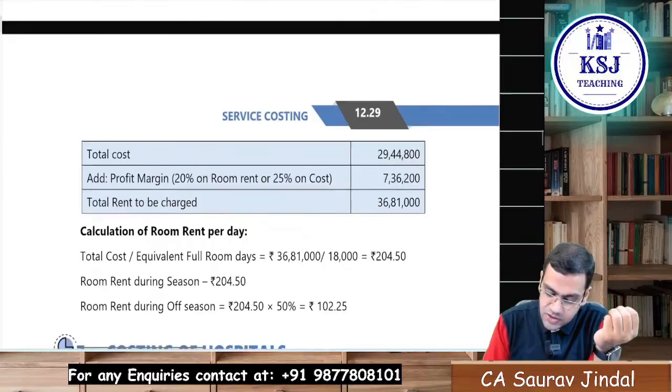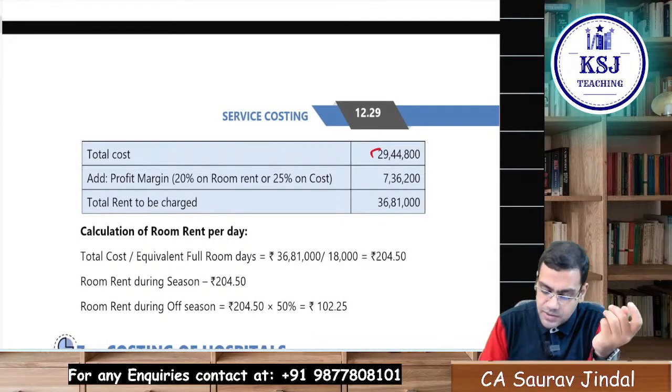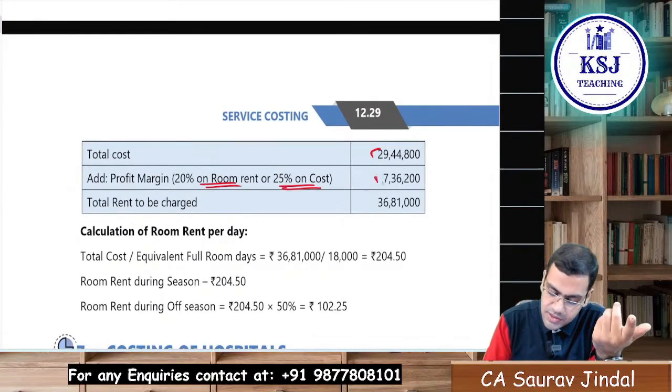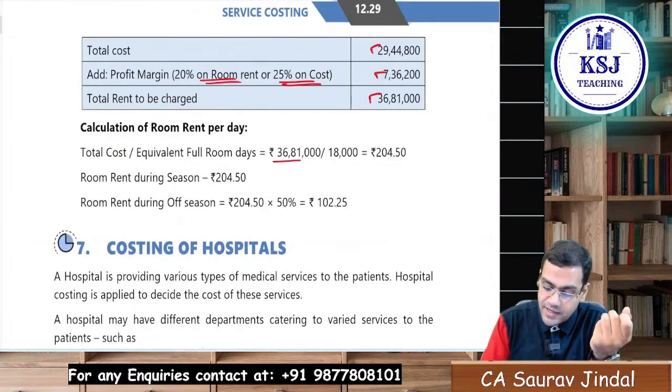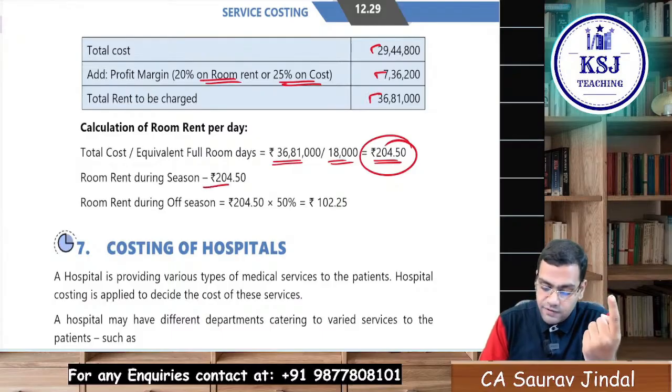So this is the total lighting charges, right? Total lighting charges, total cost, profit margin is given 20% on the room rent or 25% on the cost. Total rent to be charged. Now for each room, total rent divided by equivalent full room days. Now this is the rate of full room. So what will be the off season? Half of it, right?